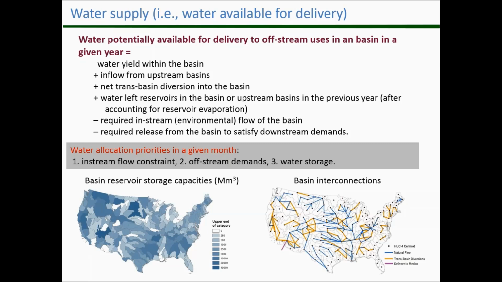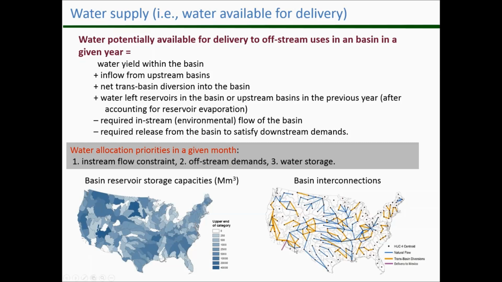You see in the bottom left the storage capacities of the different basins. And in the bottom right, the basin interconnections. The blue lines are just natural flow paths from upstream to downstream, and the yellowish lines are the trans-basin diversion possibilities among basins.